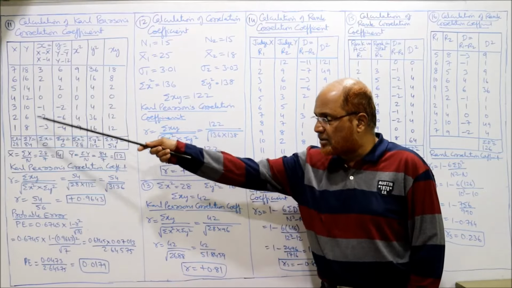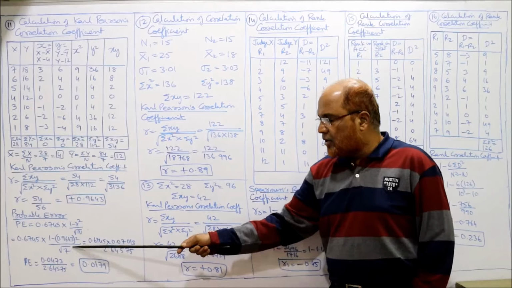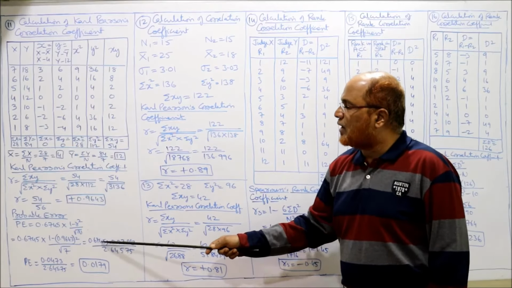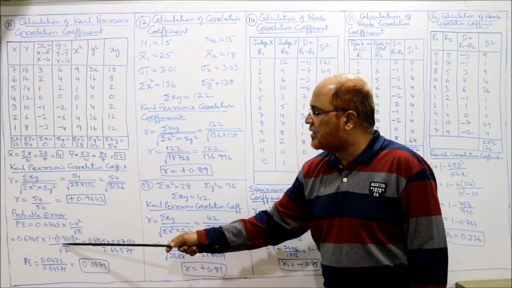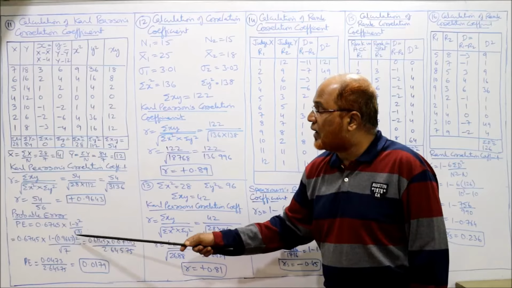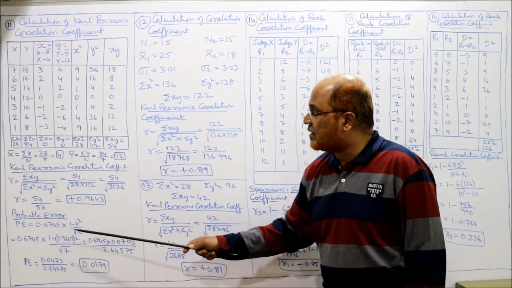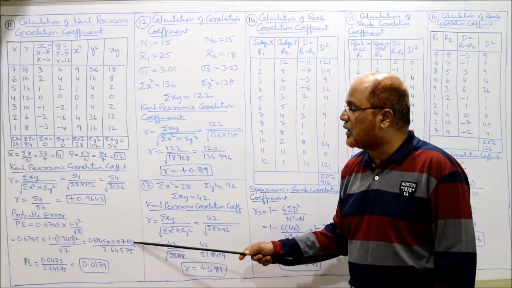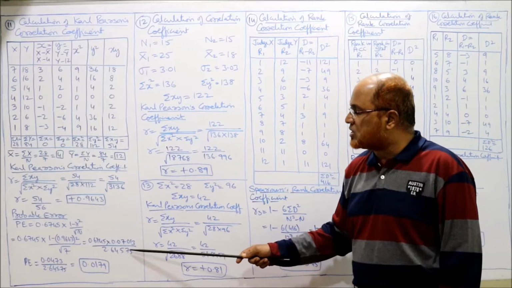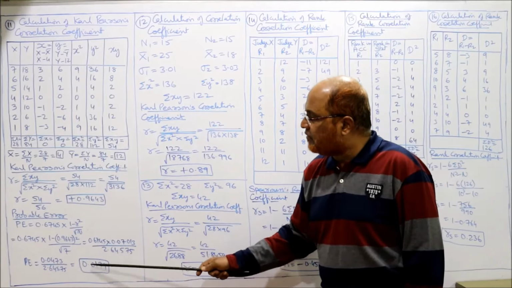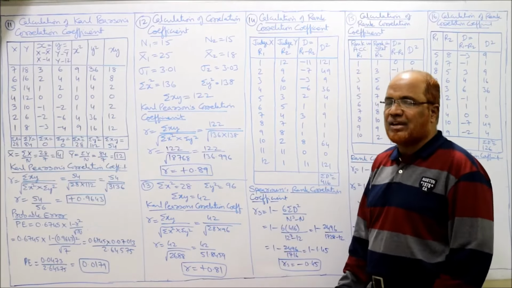N means number of items. 7 items are there. So 0.6745 into 1 minus 0.9643. Square 0.9643, subtract it from 1, and you'll get 0.07013 as the numerator. Denominator is under root 7. Under root 7 is 2.645. So ultimately the PE value you will get is 0.0179.